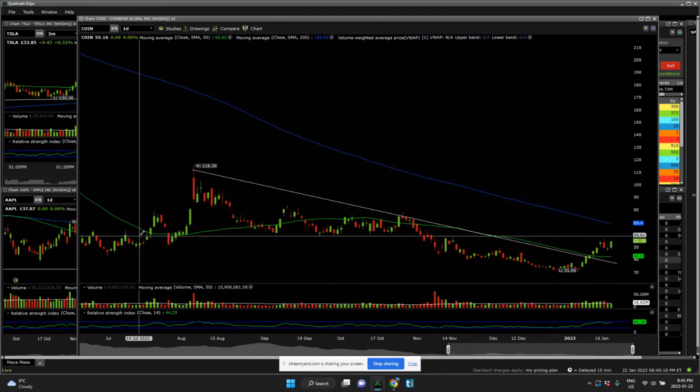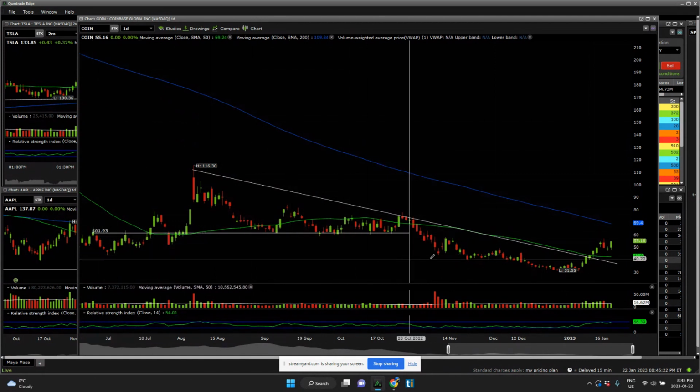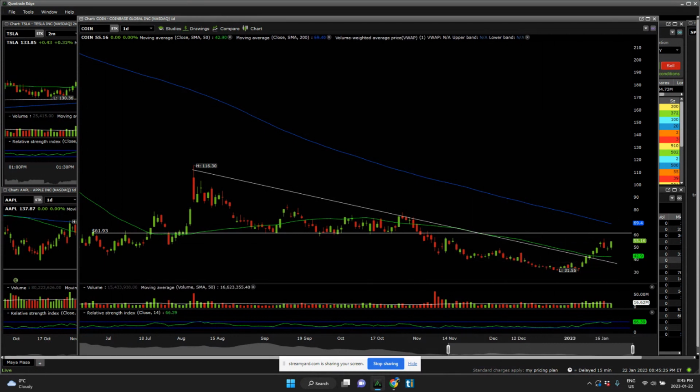But see this line here? See this line that I'm drawing here? This is a very powerful line on this chart. And I say that not to say, hey, Michael, you're a good chartist, you know everything. No, I don't.